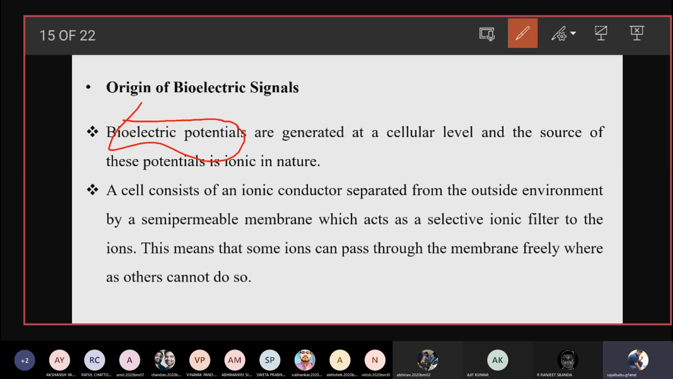The cells have some ionic nature, and because of this ionic nature, these cells are going to produce your bioelectric signals. How are they going to produce them? Have you gone through the cells? अभी आपको explain किया गया anatomy में cells के बारे में.